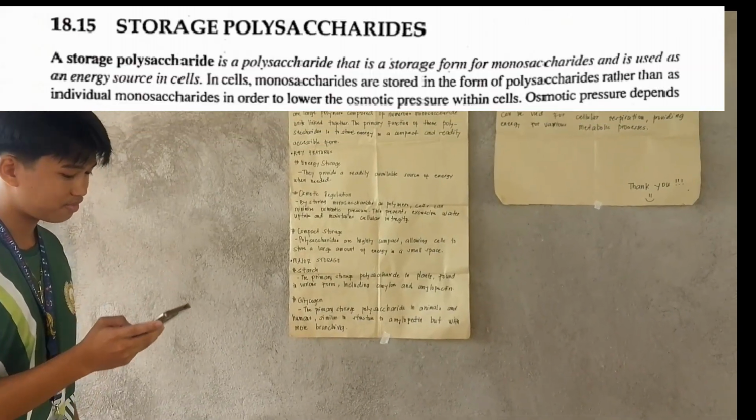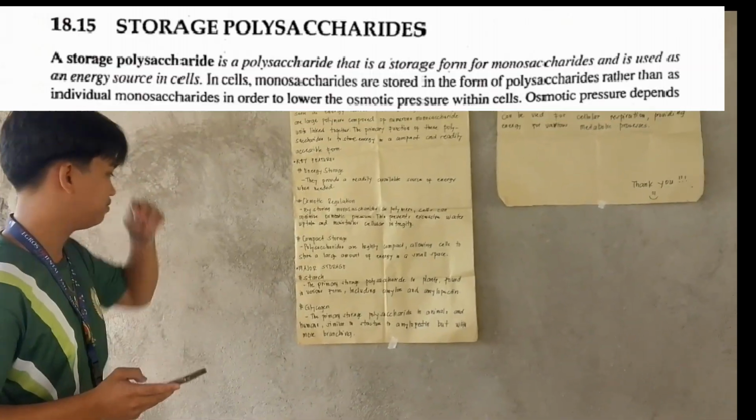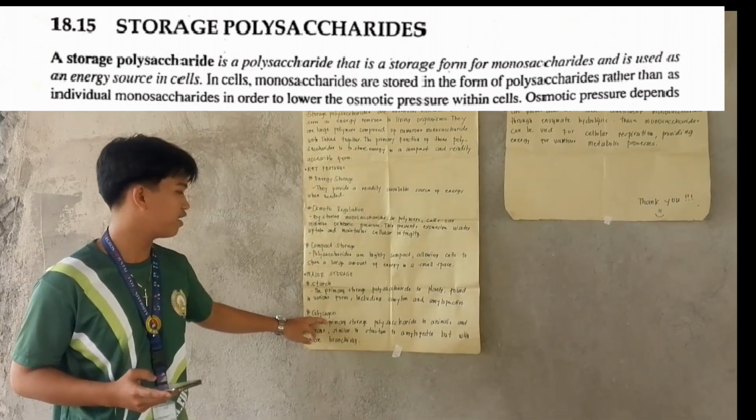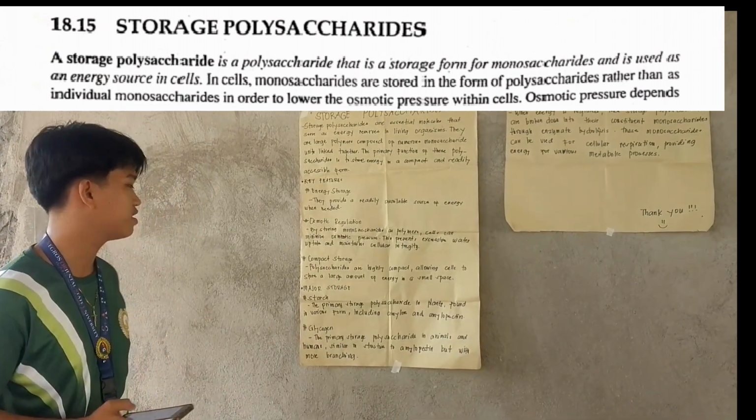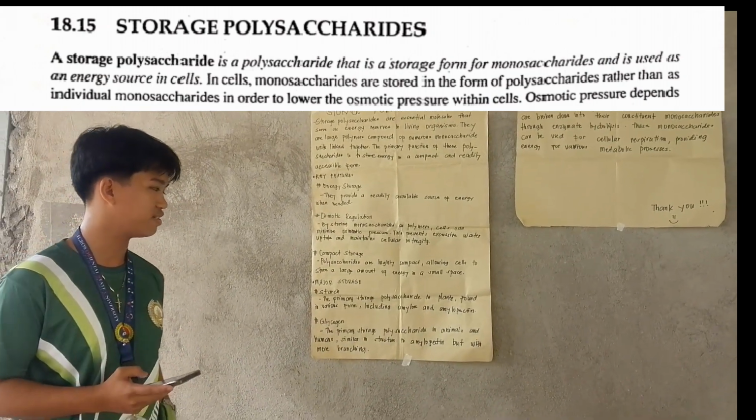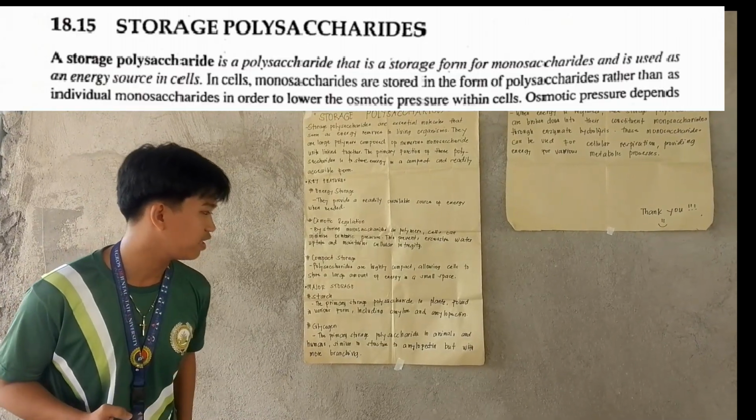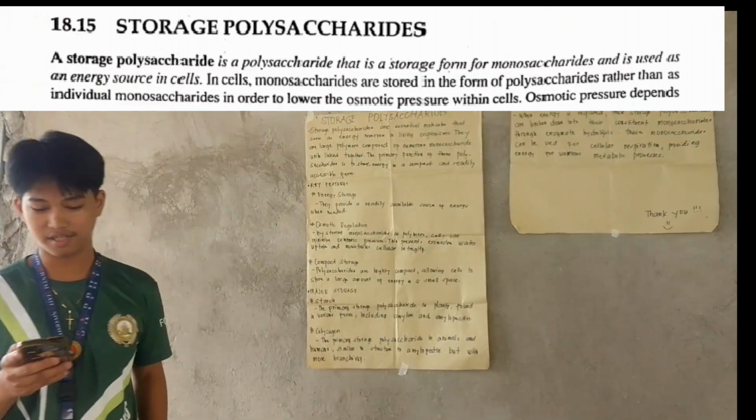So, glycogen, the primary storage polysaccharide in animals and humans, is similar in structure to amylopectin but with more branching.